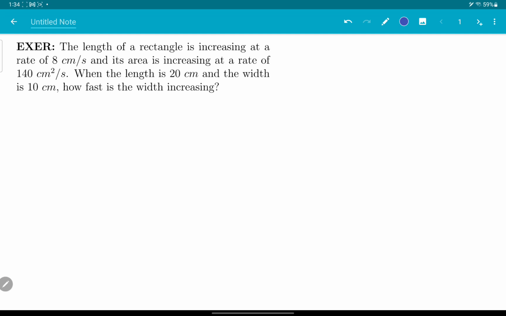Rectangle. A rectangle is increasing. So I'll draw a rectangle. I got a y, I got an x. Seems natural. And what else is happening? Area. Okay, so it seems logical to write down the area formula. Okay, I'm barely even thinking, I'm just writing down some things, drawing some pictures. Take a derivative. Product rule. X prime y plus x y prime.